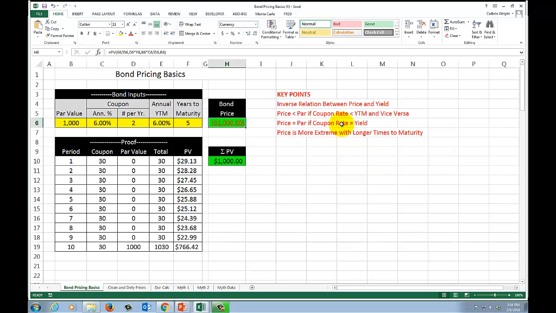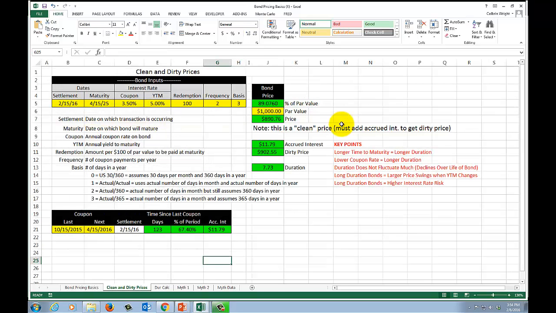So when we show you how to price a bond, we always do so in an environment that's very unrealistic. We always assume that the bond is being bought or sold immediately following a coupon payment. But typically that's not what happens. Typically bonds are bought and sold in between coupon payment dates. Excel can handle this, but you need to understand the difference between clean and dirty prices.